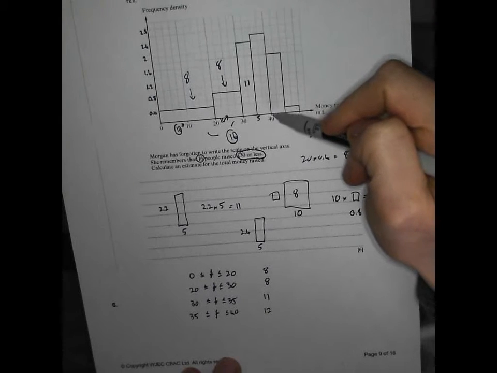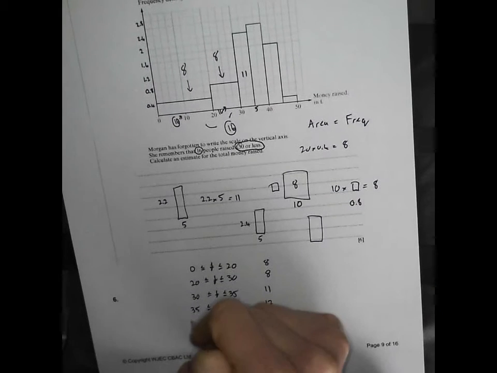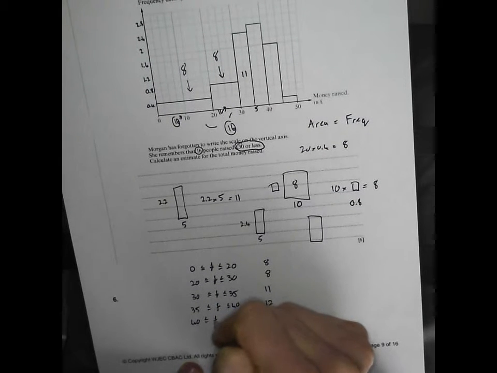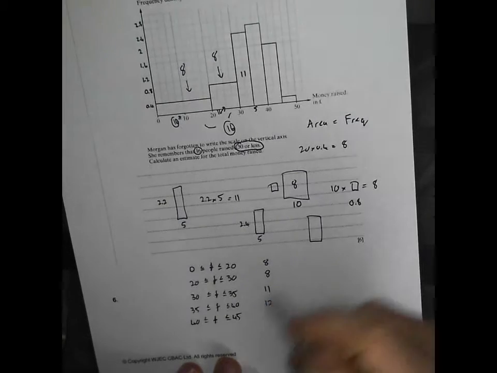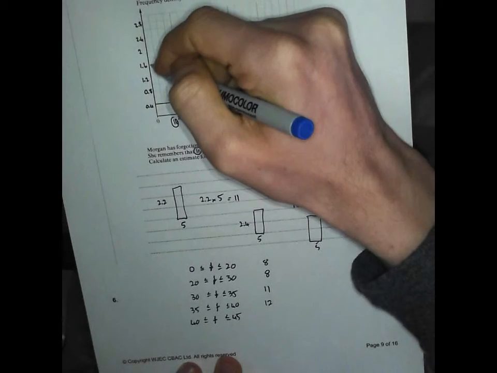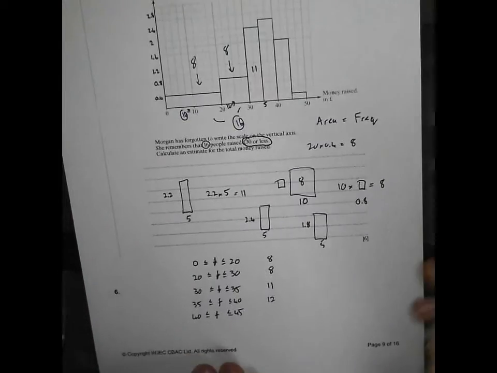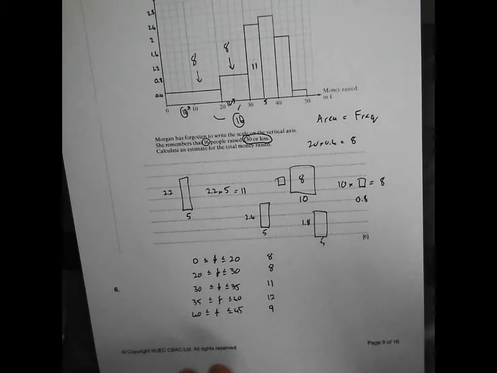Now let's have a look at this one. I've got the 40 to 45 group. So let's get these written down here. 40 to 45 group. That again's got a base of 5, and it's got a height of between 1.6 and 2. So I think that's got a height of 1.8. 5 lots of 1.8 are going to be 9, so that's got 9 people in it.